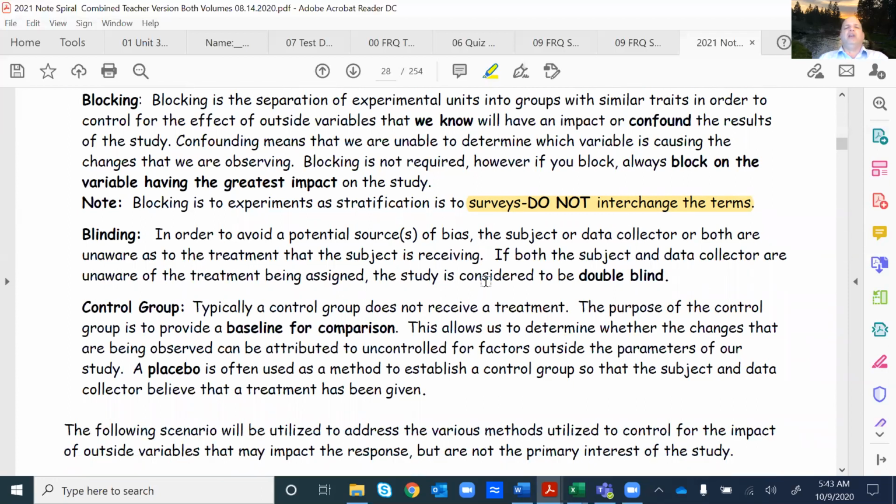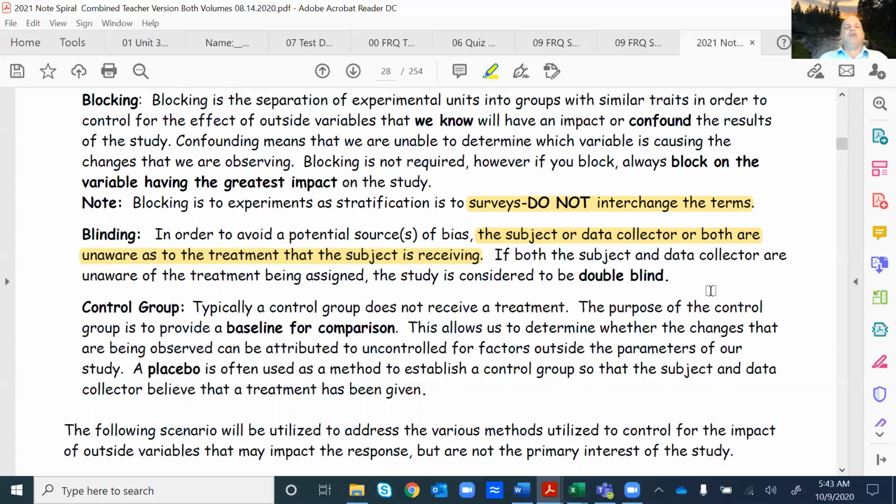Blinding is another way to eliminate sources of bias. In this case, blinding is when the subject or the data collector or both are unaware of the treatment they are receiving. If both are unaware, it's double blind. If only one is unaware, it's single blind.